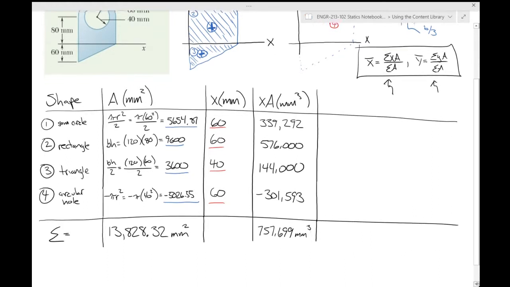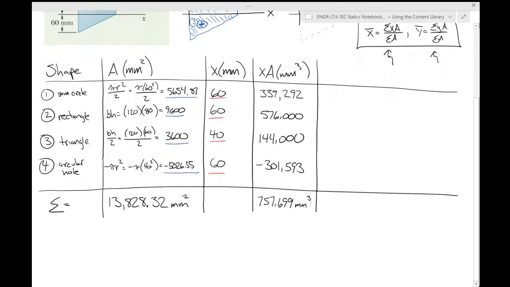No worries. So here's the point. If I have the sum of x times a and the sum of a, then my x bar, which is the sum of xa divided by the sum of a, what is that? 757,699 millimeters cubed over 1328.32 millimeters squared.